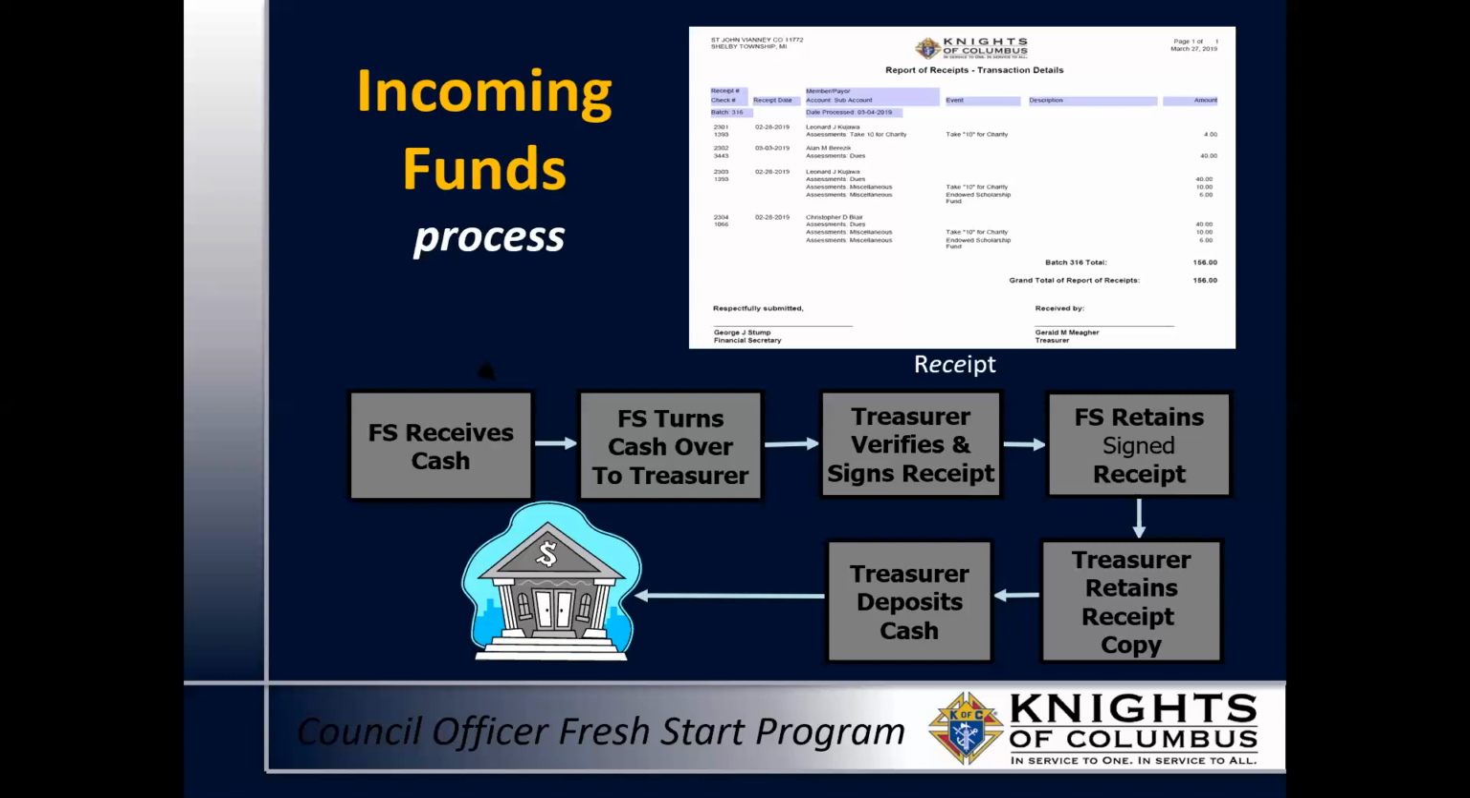And it actually picks up the name of the financial secretary and the name of the treasurer, and it has a place for both of them to sign. So what I usually do is run 2 copies of this, and then I sign both of them. And when the treasurer verifies the money that I've given them, he signs a copy and gives it back to me, and then he retains one for himself.